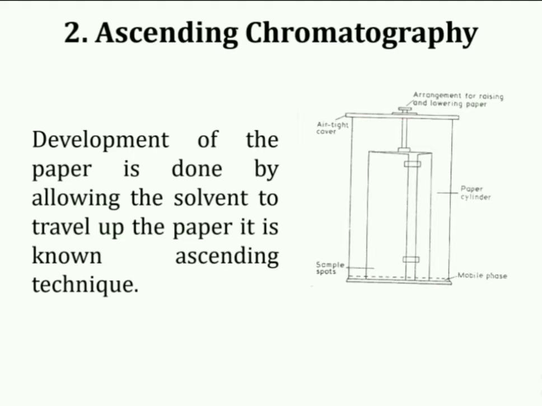Second type is ascending chromatography. In ascending chromatography, development of the paper is done by allowing the solvent to travel up the paper. It is known as ascending technique. Both ascending and descending techniques have been employed for separation, but descending technique is preferred if the RF values of various constituents are almost same. This procedure is not suitable for slow moving solvents. That means those having low RF values are not suitable for this method.